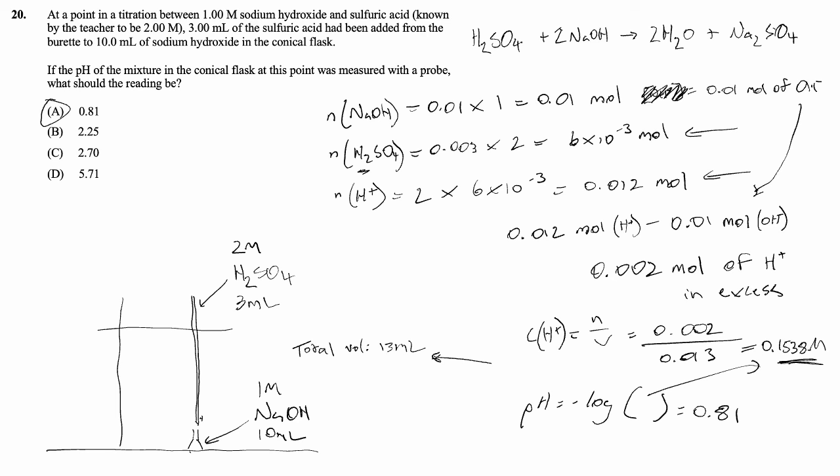So remember, equivalence wasn't reached. We're not using a molar ratio. We're looking at how many moles of hydroxide and hydronium were put into that solution, how much cancelled each other out, which one did we have in excess. H2SO4 was diprotic, so we had to double the number of moles of H2SO4 to get our number of moles of hydronium. And then it was a simple matter of working out concentration of H plus and finding the negative log, which is 0.81.